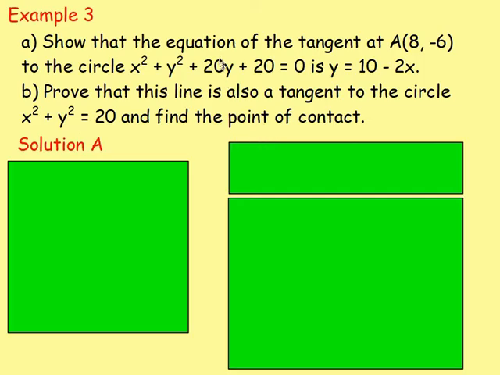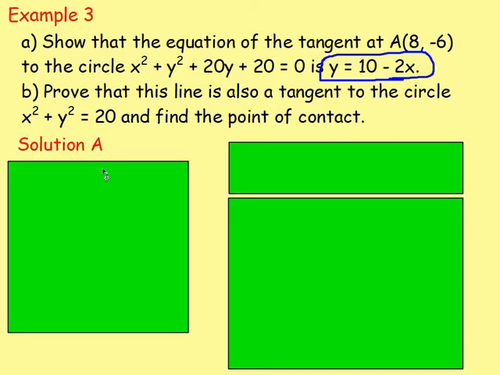So for this, we're wanting to show that the equation of the tangent at A to the circle is y equals 10 take away 2x. So really what they're doing is they're giving you the answer here. So that is your answer and you are asked to prove that. This part A question is the exact same as what we did in the last lesson.